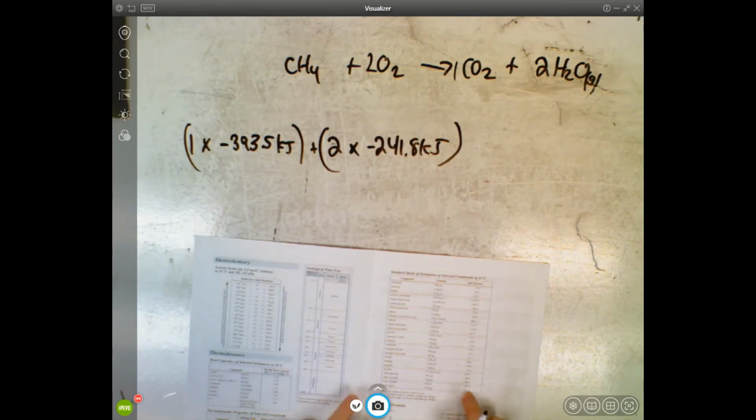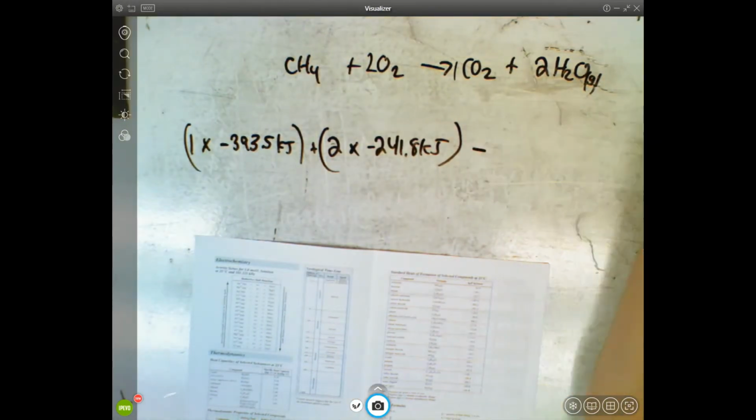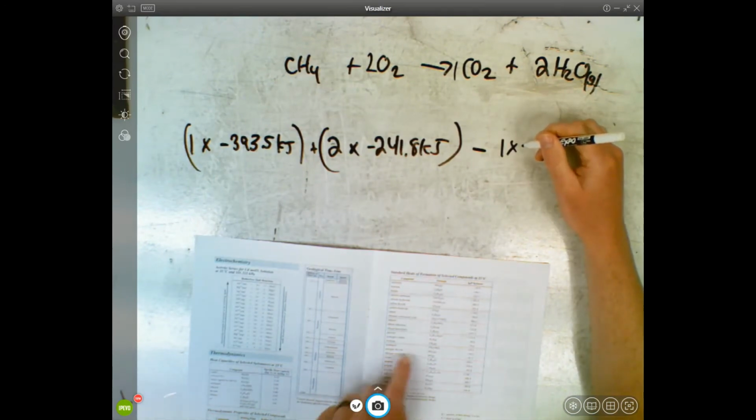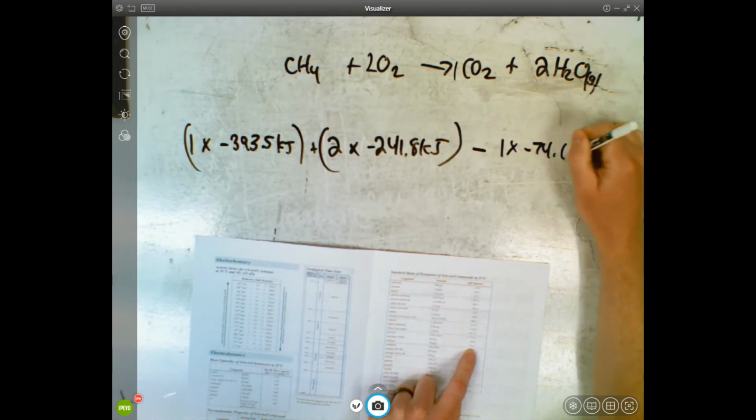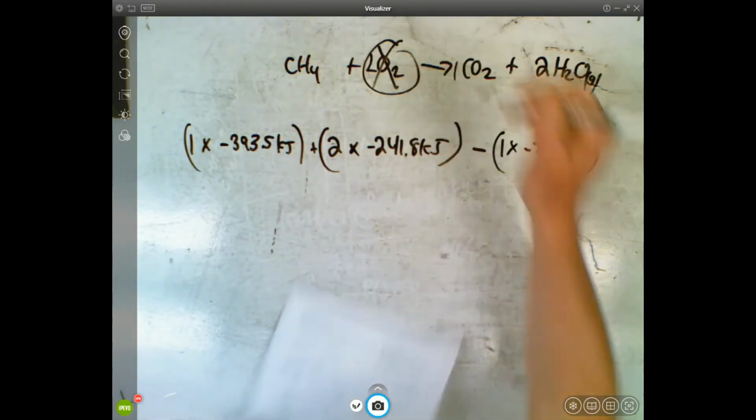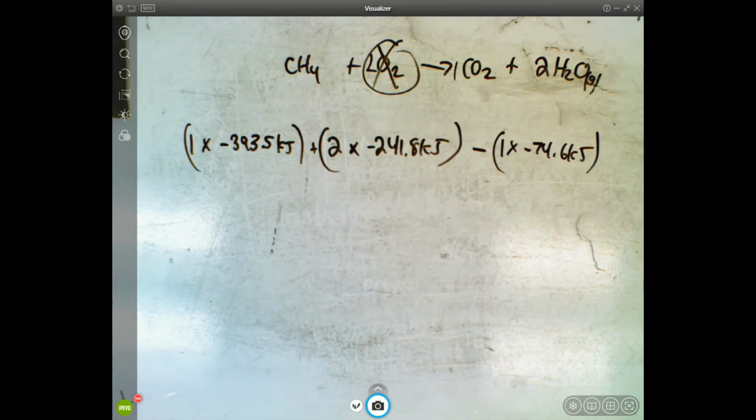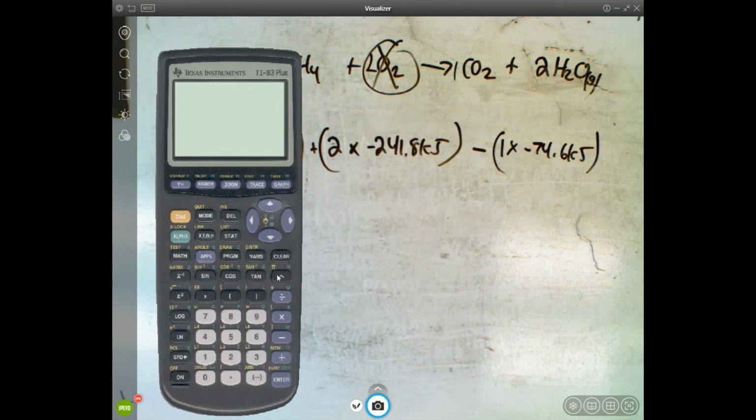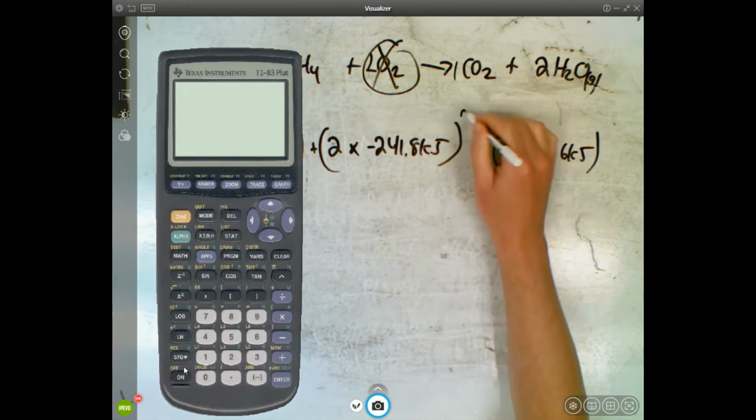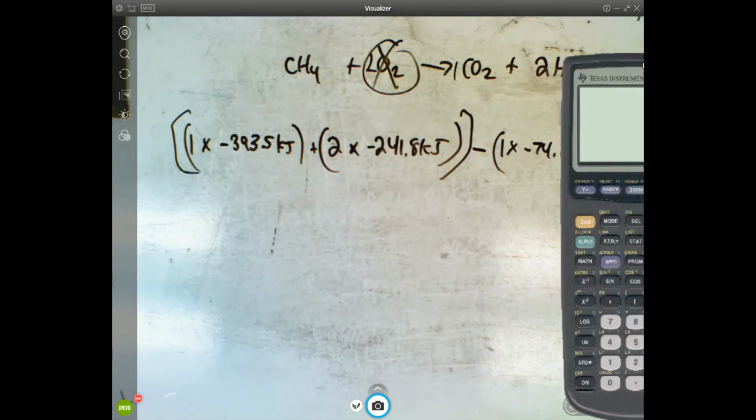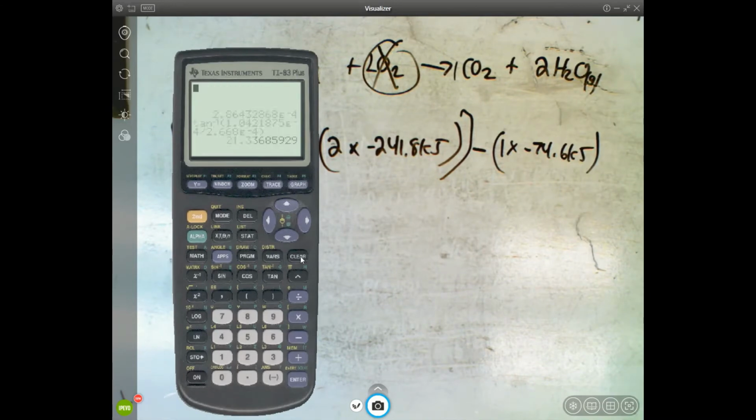393.5, 241.8, perfect. And then we're going to subtract our reactants. So there's 1 of the methane. Methane is negative 74.6 kilojoules. And of course we leave off the oxygen because elements have an energy of 0. And we'll type this all in. Remember, you need double brackets around your reactant when typing it in. You need those double brackets in your calculator.